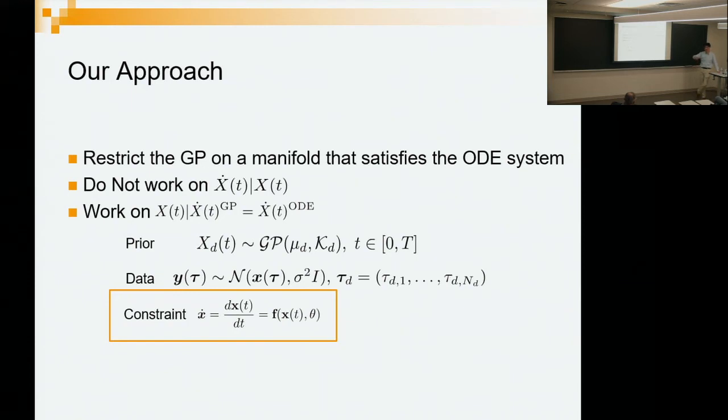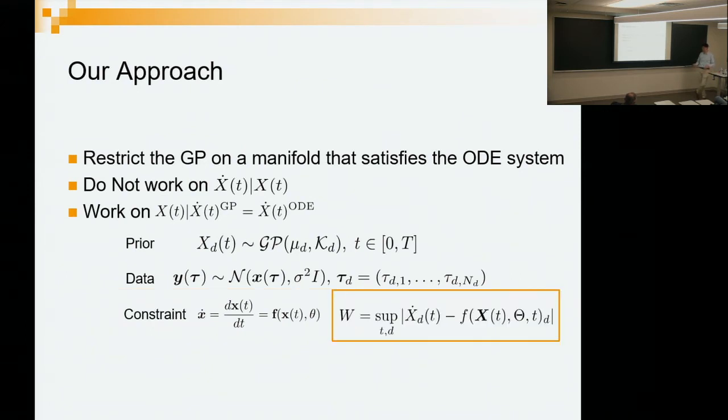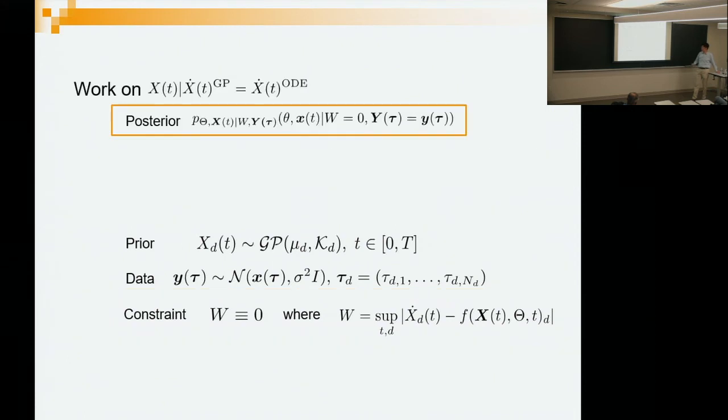So how do you put it into something really workable? One way to rewrite this is to study the supernorm between x dot and f. And this supernorm going to zero implies that x has to follow the ODE system. So essentially, if you enforce the constraint 100%, that means you require this W to be zero.